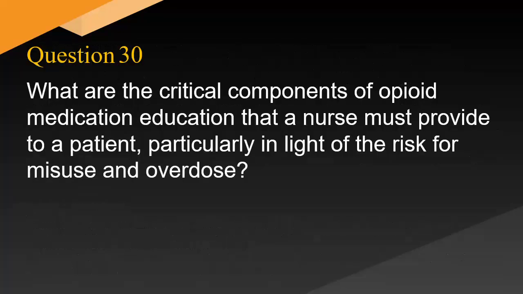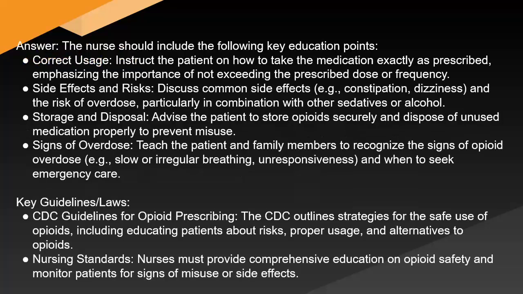What are the critical components of opioid medication education that a nurse must provide to a patient, particularly in light of the risk for misuse and overdose? Answer: the nurse should include the following key education points. Correct usage: instruct the patient on how to take the medication exactly as prescribed, emphasizing the importance of not exceeding the prescribed dose or frequency.